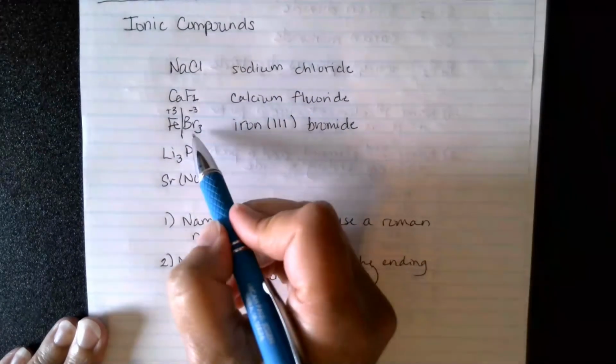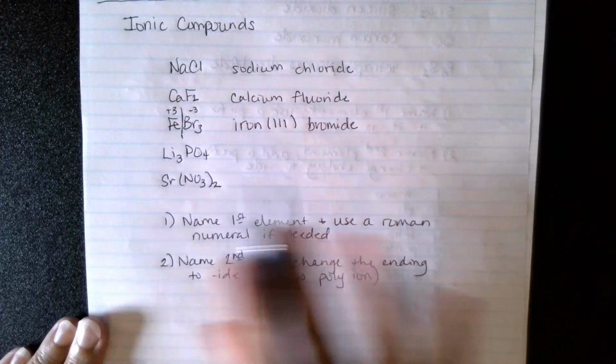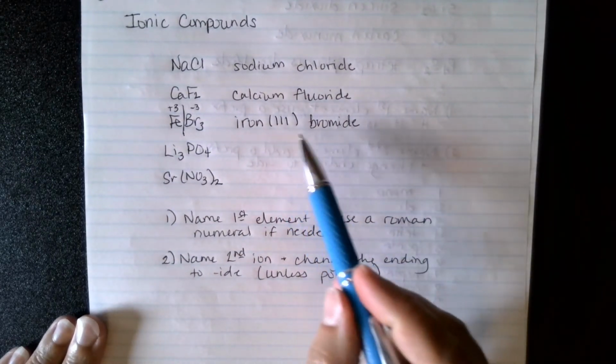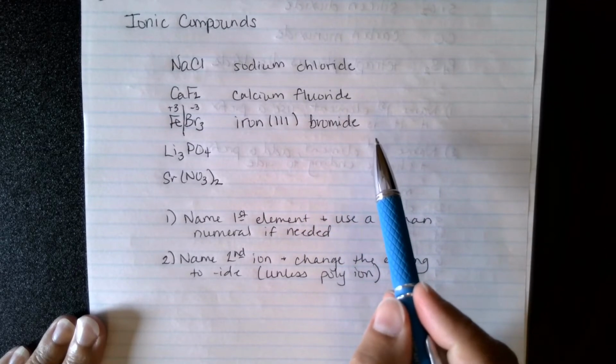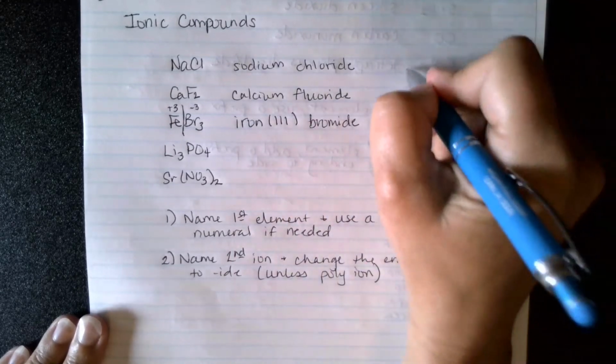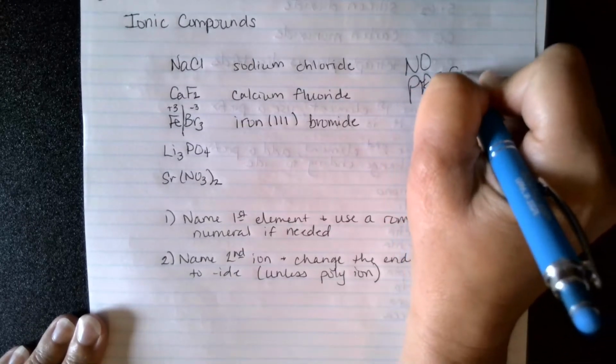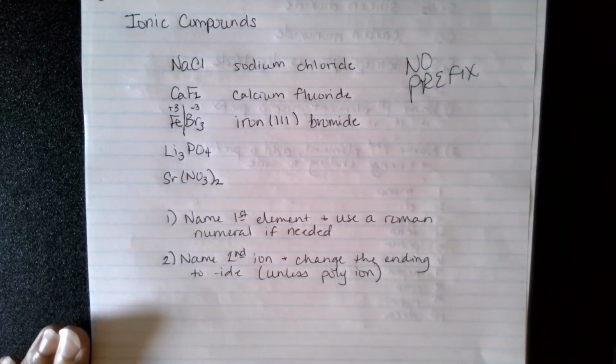Okay, once again, I didn't do anything with that. No prefixes at all in ionic compounds, so I can't have like iron 3 tribromide. Okay, no prefixes. Okay, those aren't allowed in ionic.